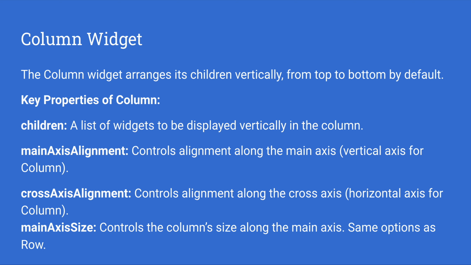The children is the list of widgets displayed vertically in the column, and the main axis is the vertical axis for a column, controlled by mainAxisAlignment. The crossAxisAlignment controls alignment along the cross axis, which is the horizontal axis for a column. And the mainAxisSize is the column's size along the main axis, with the same options as a row. So let's see with an example.